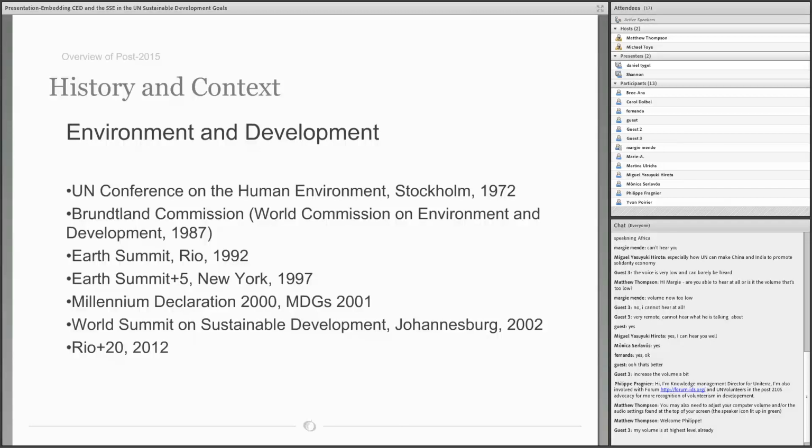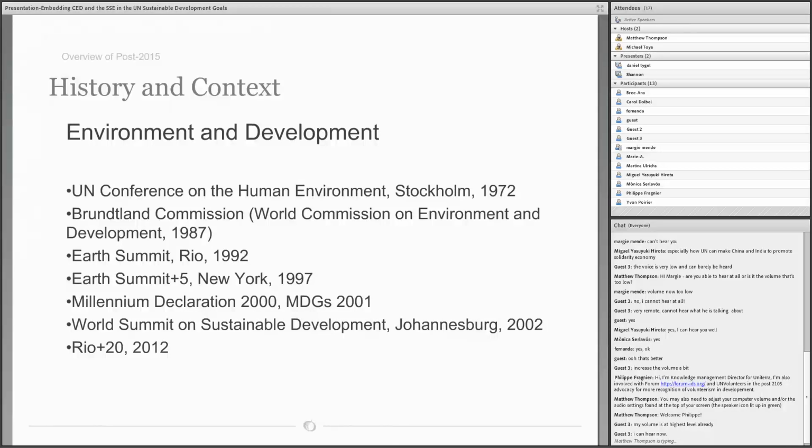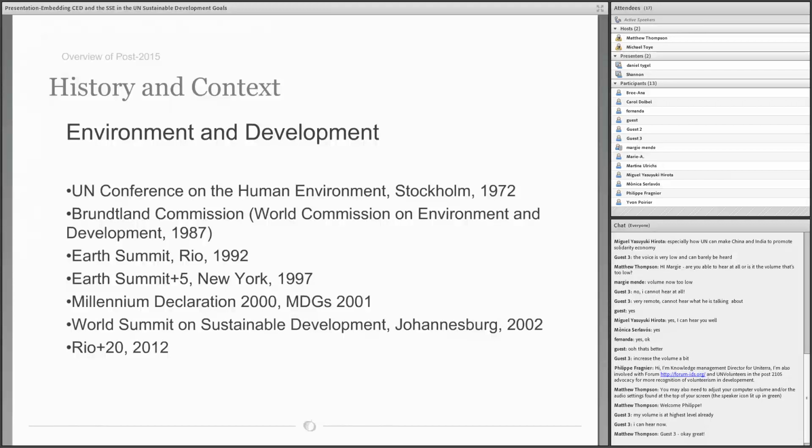And while the MDGs did include MDG 7, devoted to environmental sustainability, I think there's wide recognition that the MDGs had a very strong focus on poverty and social services such as education and health. And of course, their focus was largely on the developing world rather than on all countries and what all countries need to do in order to achieve sustainable development.